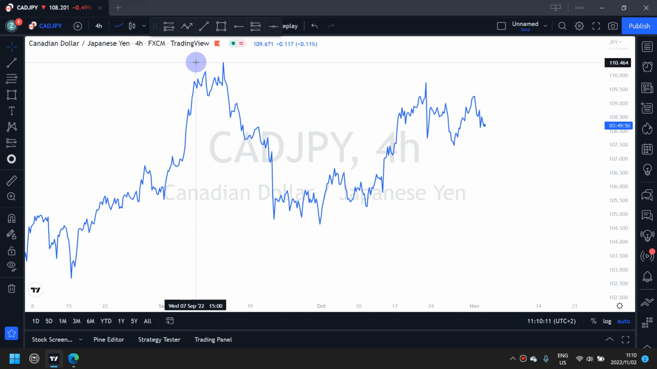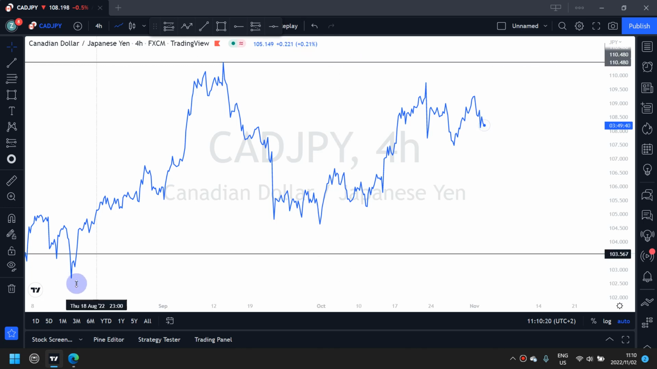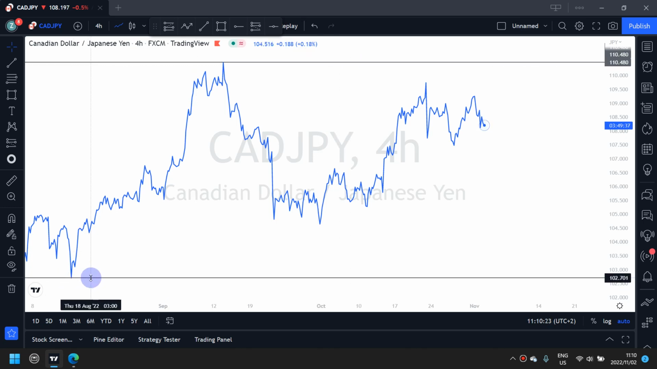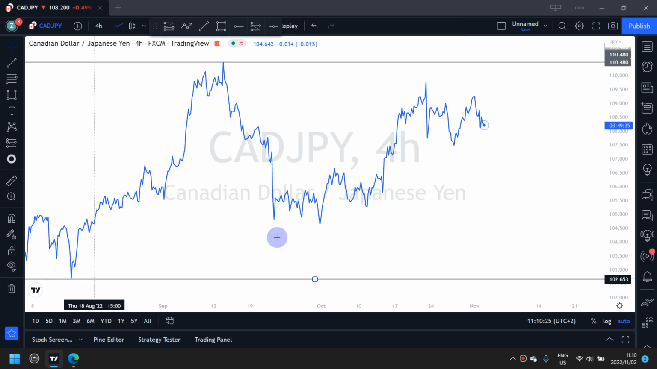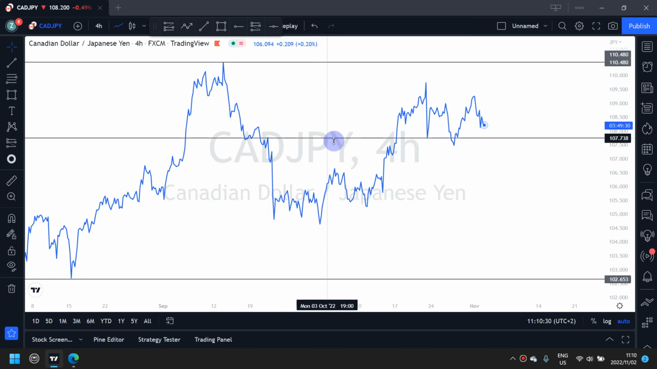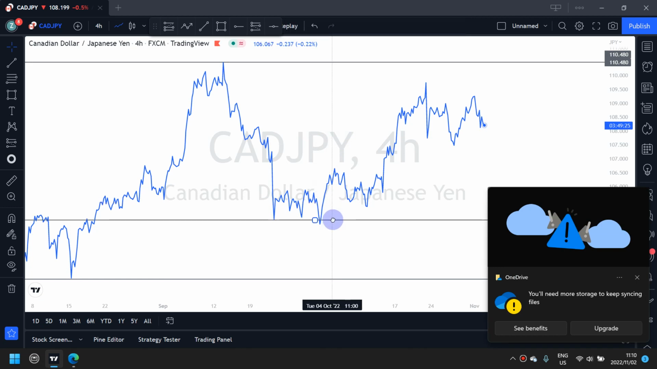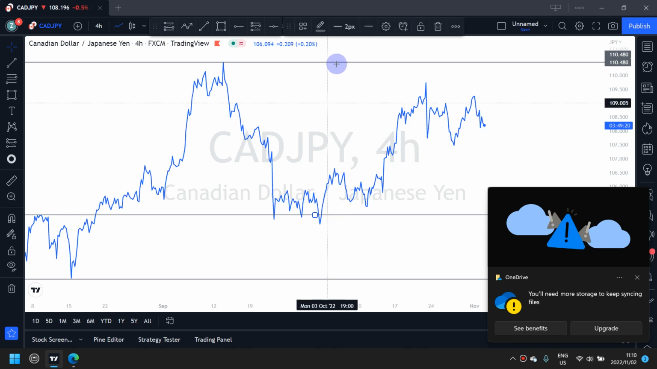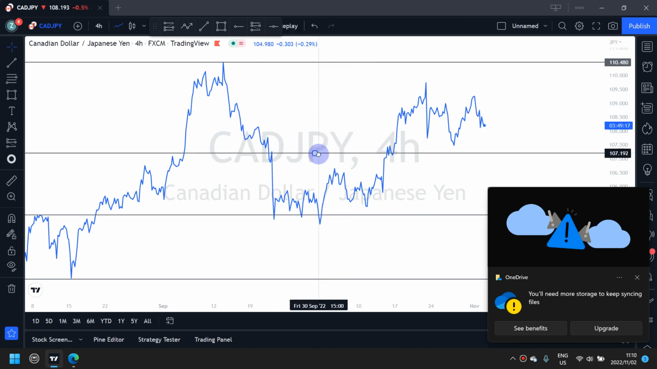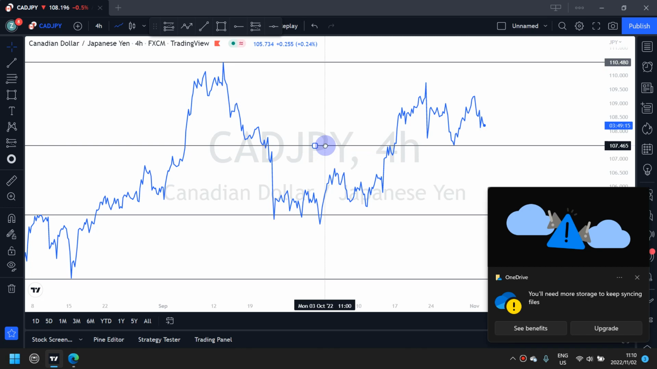So as usual, I am on the 4-hour time frame and I've switched to a line graph to identify my major key levels. As you can see right now, I have my lowest low here at the bottom and my highest high at the top right there. Now catering for my other key levels, would be this key level here, and my last key level would be here.